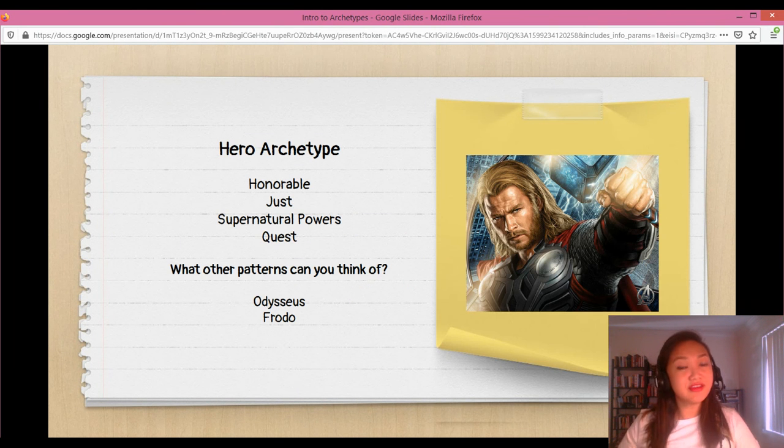Well, let's look at the character archetype. When you read stories or watch movies, there are typical heroes that you've seen or watched, and they have similar character traits that are repeated or patterns in these stories. For example, we have Thor. He is seen as honorable, just, he has supernatural powers, and he's on a quest. Can you think of other heroes that have the same patterns, like Odysseus in the Odyssey or Frodo in Lord of the Rings? What are some of the patterns that you see?